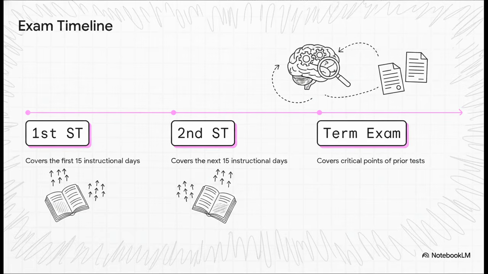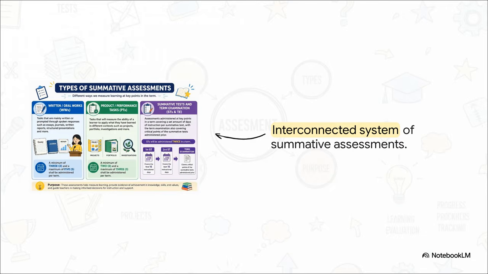The chronological structure of this is actually super fascinating. So the first summative test covers the first 15 instructional days. Then the second ST covers the next 15 instructional days. Finally, the term culminates in the term examination, which evaluates critical points from both of those prior tests. It logically evaluates learning in these manageable 15-day chunks before zooming way out for a holistic, final boss-level assessment of the entire term.